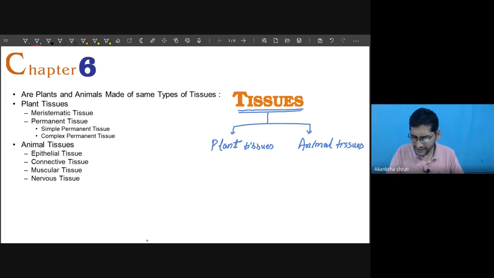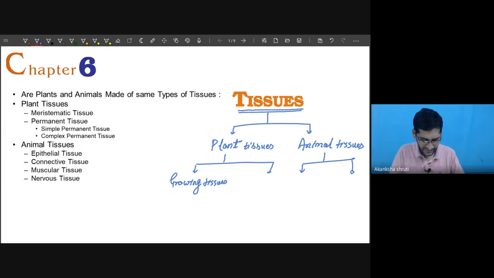Then further we will go for categorization of these plant tissues. Then we will go for categorization of these animal tissues. We will say these plant tissues are again of two types. One is called new tissues or growing tissues. Growing tissues, this is the common name, but in biology this is called meristematic tissues.